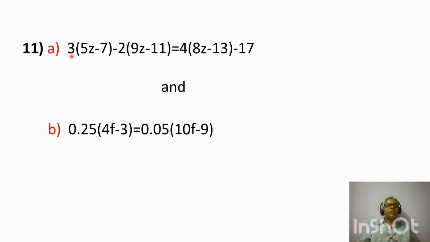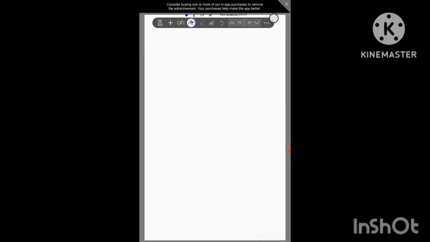Students, problems. Problem 1a. 3 into bracket 5z minus 7 minus 2 into bracket 9z minus 11 equals 4 into bracket 8z minus 13 minus 17, and 0.25 into bracket 4f minus 3 equals 0.05 into bracket 10f minus 9. Now we are trying to solve some problems. Okay, read this.